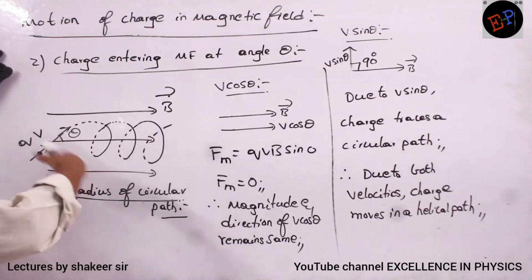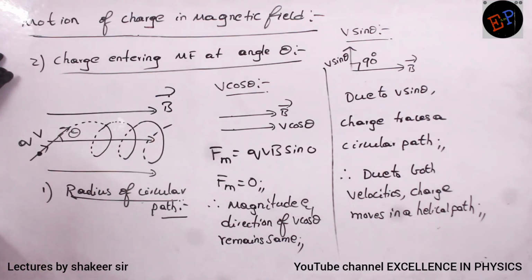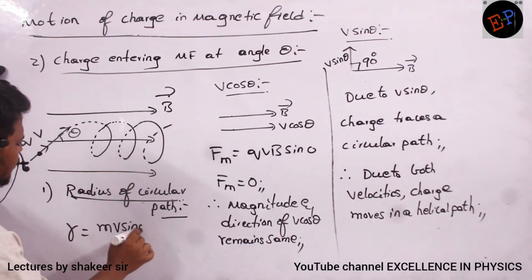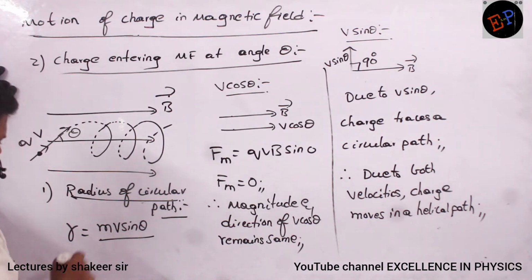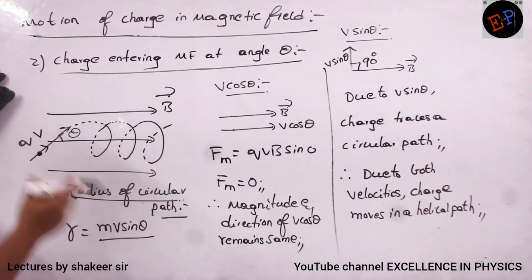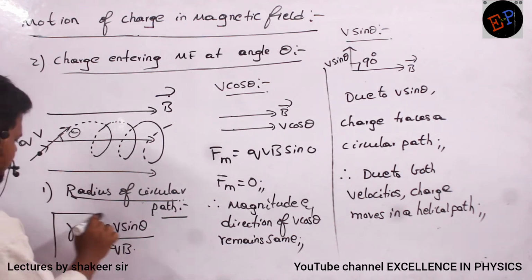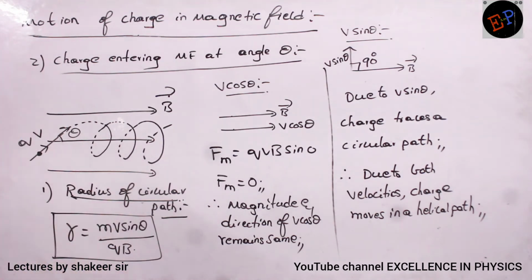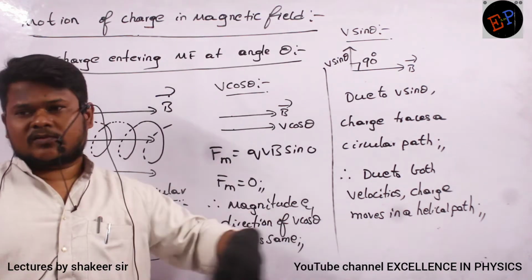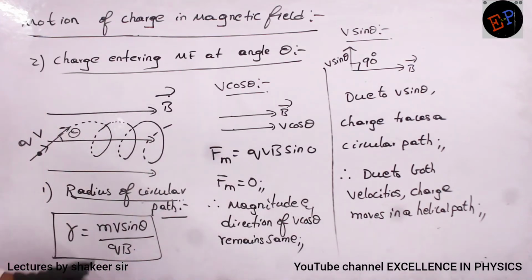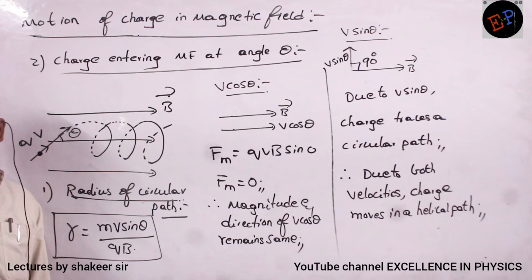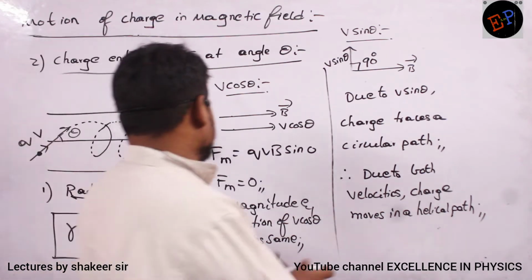It is moving in a circular path because of which velocity? V sin theta, no? So therefore, R is equal to mv by qB. What is the formula for R? mv by qB. So R is equal to mv sin theta divided by qB. Previously we have taken velocity. Now here, which velocity is responsible for moving in a circular path? V sin theta, so I have taken mv sin theta divided by qB. Clear?